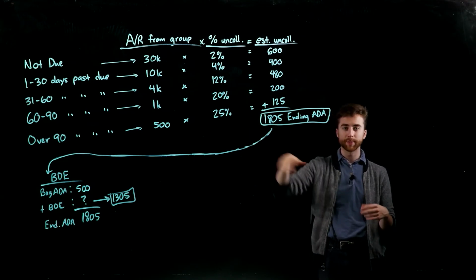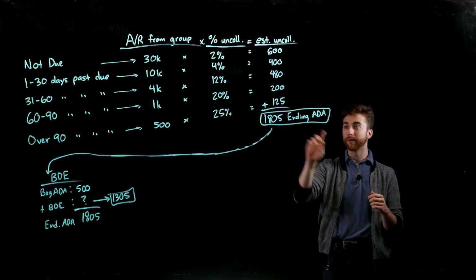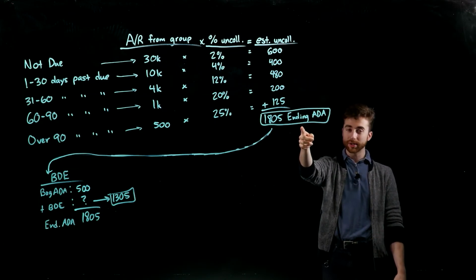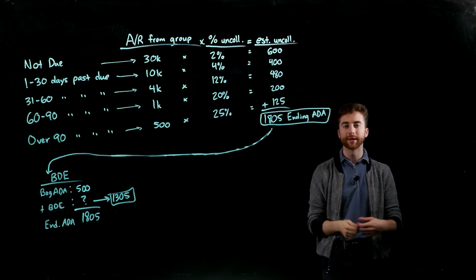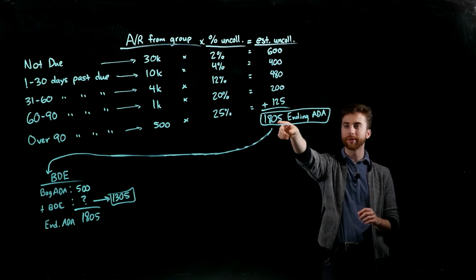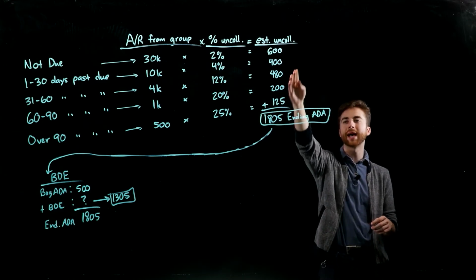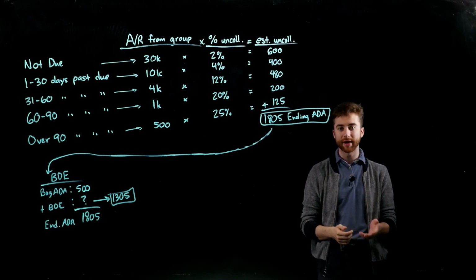So long story short, all you do for this problem is take each accounts receivable from the respective groups based on the time frame, multiply it by the percent that's uncollectible from each of those groups, get those numbers, add them all up, and again, that gives you your ending allowance for doubtful accounts, just like the percent of receivables method. So once you do all that, you just multiply them across, add them all down, and you'll see that's going to give you 1,805 as your ending allowance for doubtful accounts.